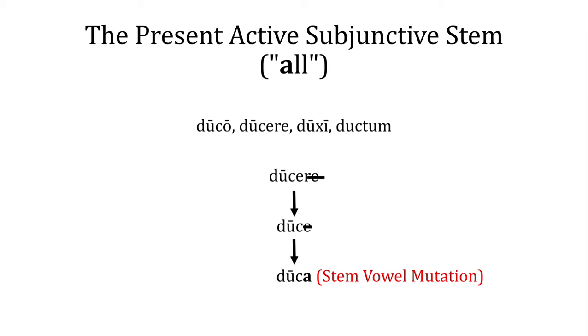If you look again at the second principal part, you have ducere. So you're going to do the same thing that you would normally do to find your present stem. You knock off the re and you're left with duce. And then instead of changing that to an I as you would in the present, you're going to vowel mutate that to an A. So duca will now be your stem for the present active subjunctive as opposed to duce in the present tense. All right, and then that is the end for the third.